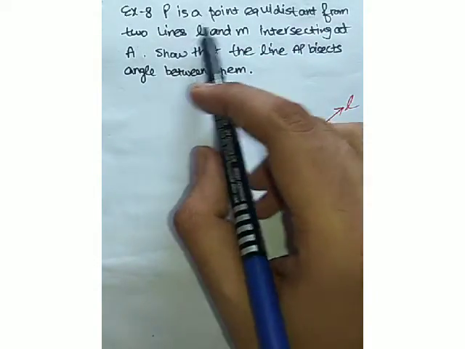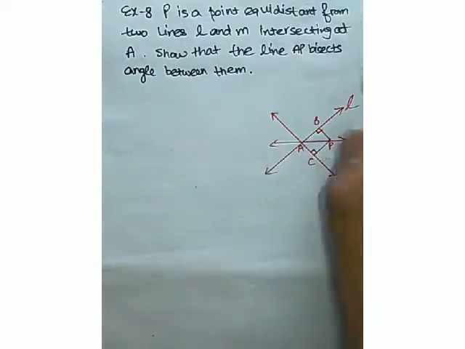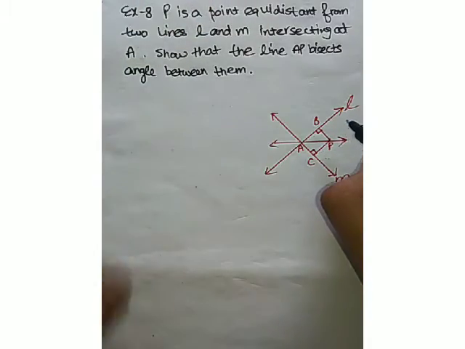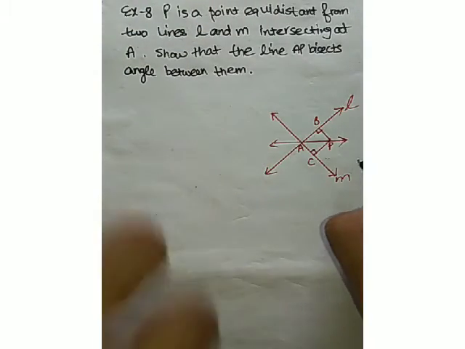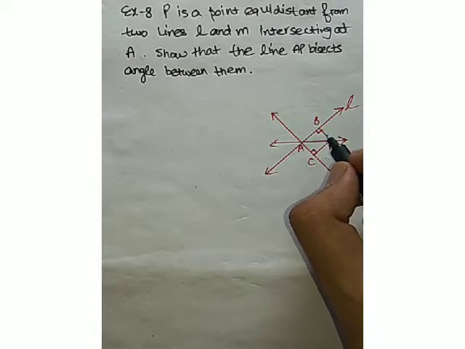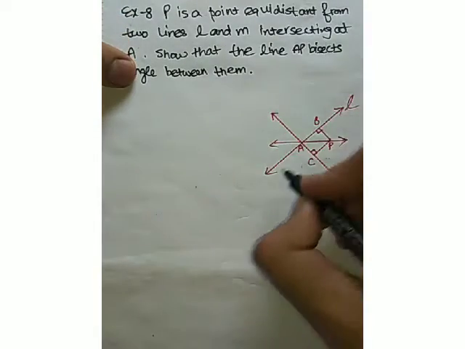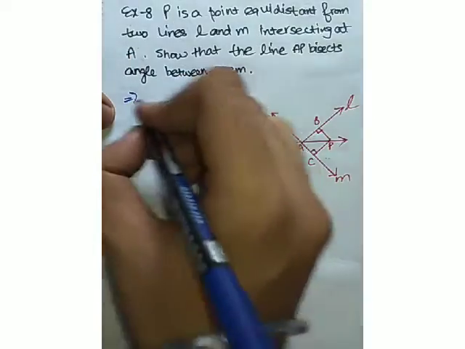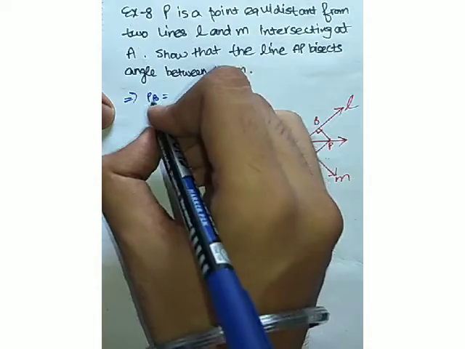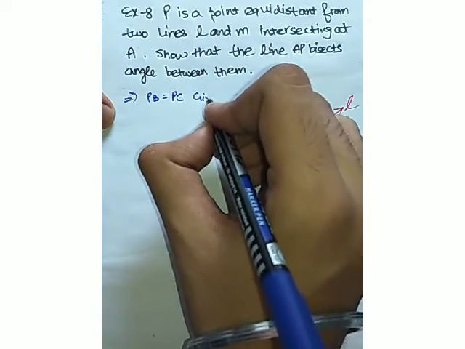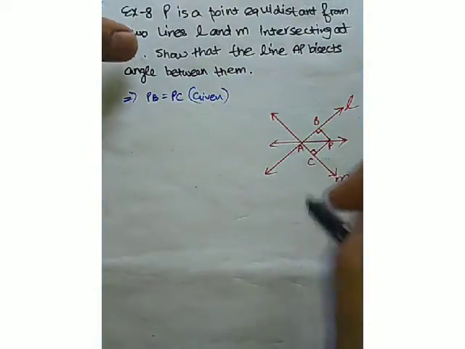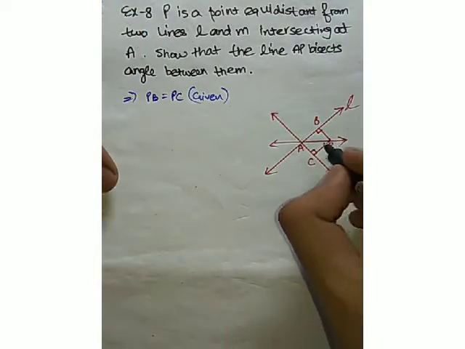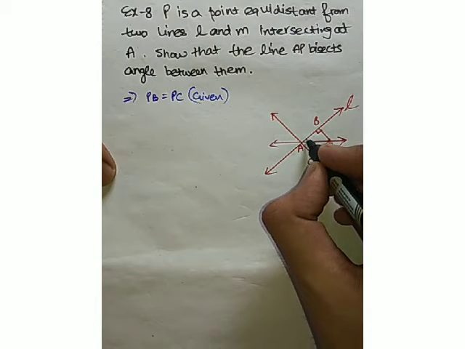It states that P is a point equidistant from two lines L and M. The diagram is already given, so don't worry about that. Two lines are intersecting at A, and P is equidistant from both lines. So firstly we can write that PB is equal to PC. That's already given. Now we have to show that the line AP bisects the angle between them.